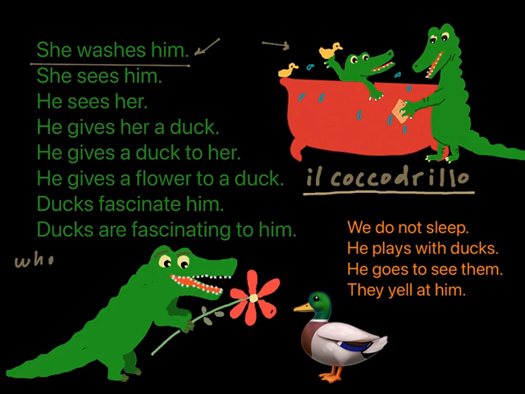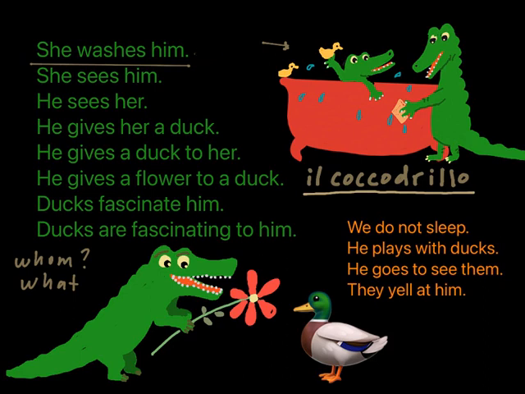So you know that the direct object answers the question whom or what. It's not the same as who or what, because she washes him, she doesn't wash he. That is why it's the direct object pronoun in this case, and the direct object itself.